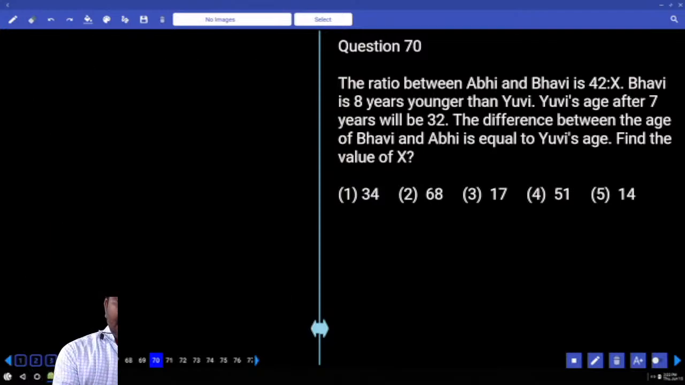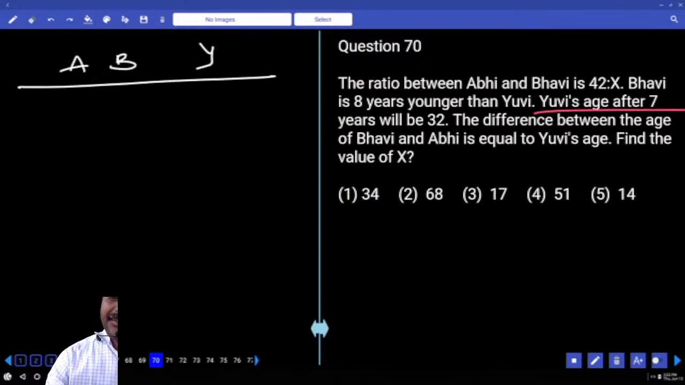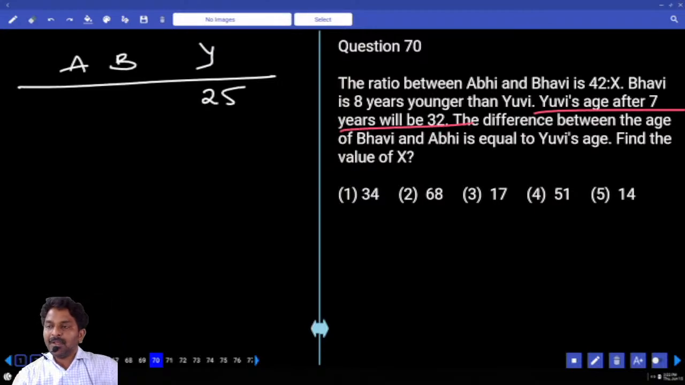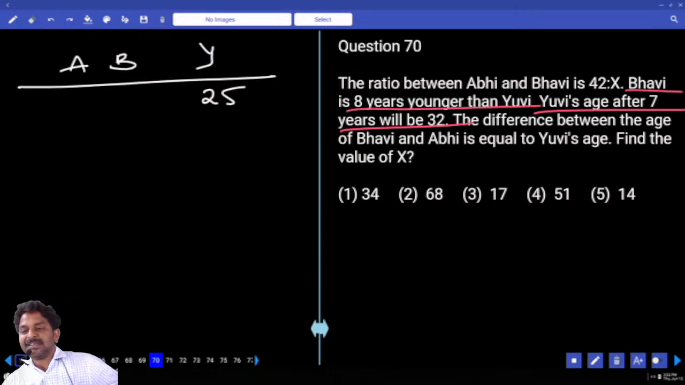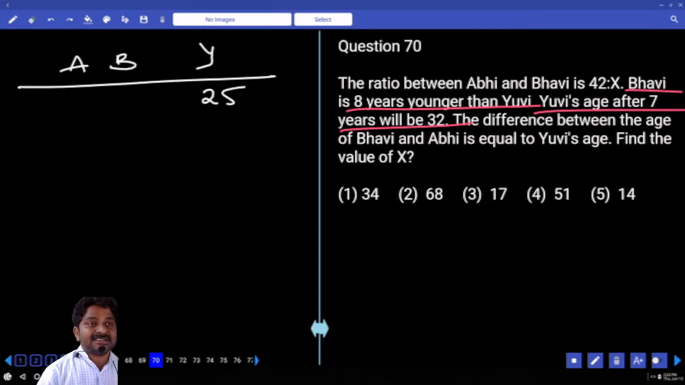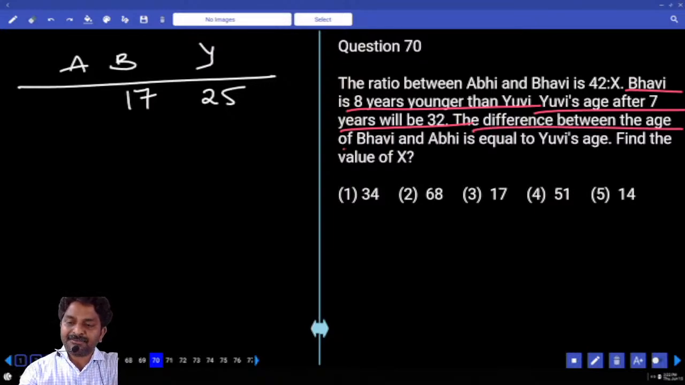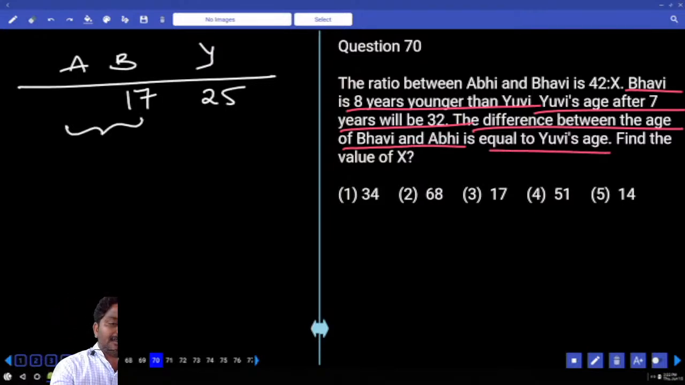Okay, right. Now we have Abhi, Bhavi and then UV. UV's age after 7 years will be 32. Then present age is 25. Bhavi is 8 years younger than UV, so 17, right? The difference between the ages of Abhi and Bhavi is equal to UV's age. The difference between these two numbers is equal to 25 only. Then Abhi's age will be 25 more than 17. Can it be 25 less than 17?